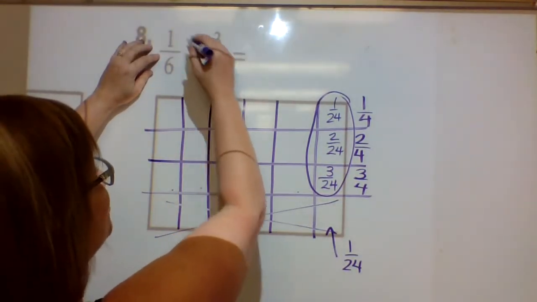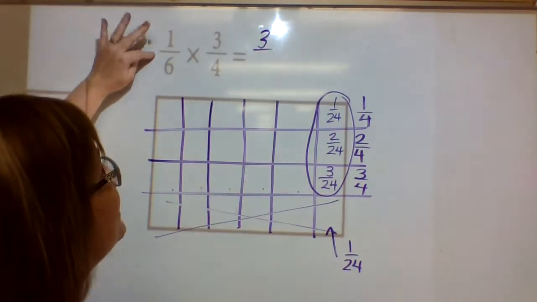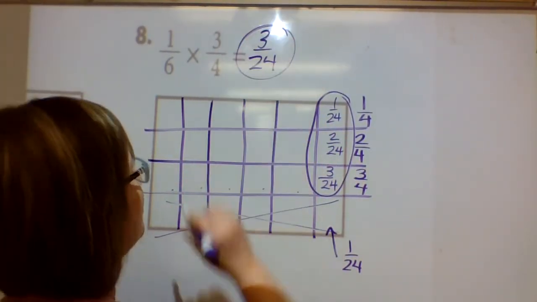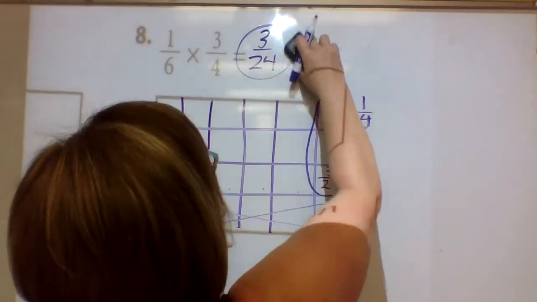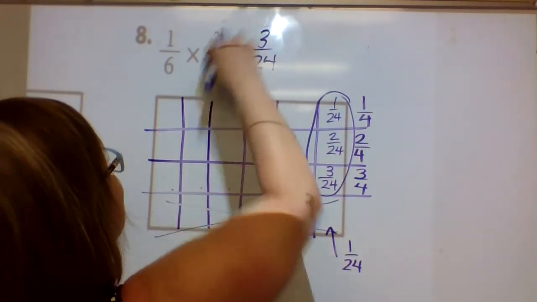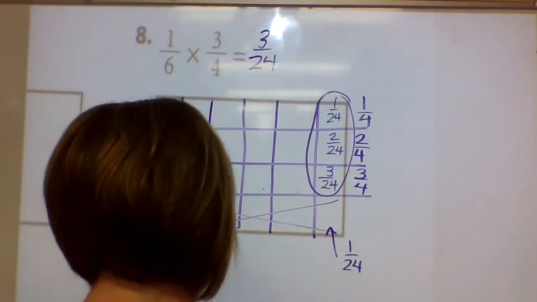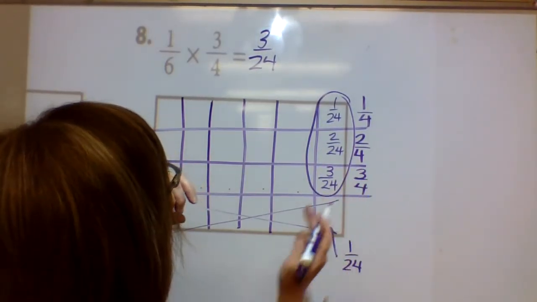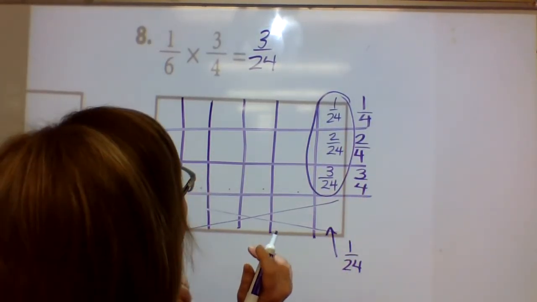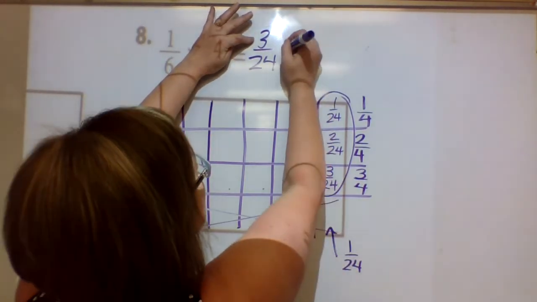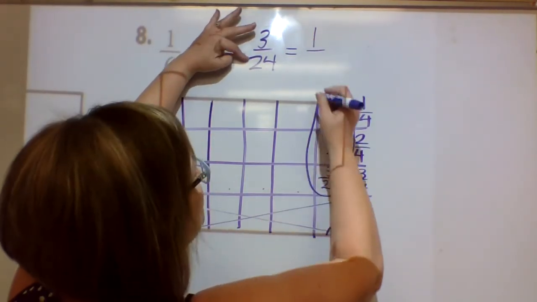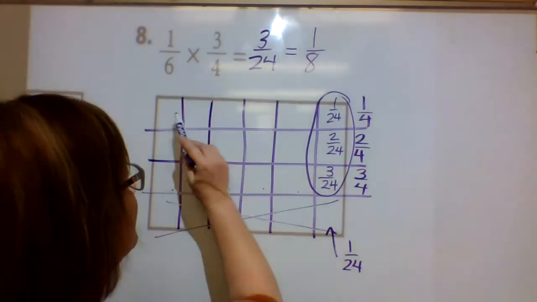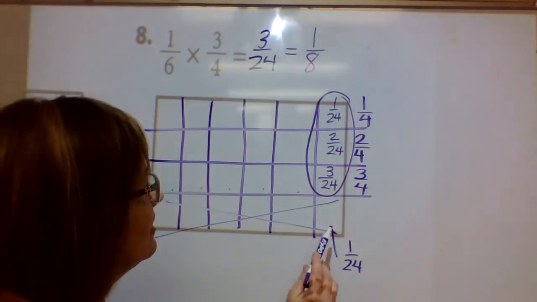Let's do this. 1 times 3 is 3. 6 times 4 is 24. We did it. Oops, except that one can be reduced because 3 can go into 24, right? So 3 divided by 3 is 1. 24 divided by 3 is 8. So can you see eighths here? This is fourths.